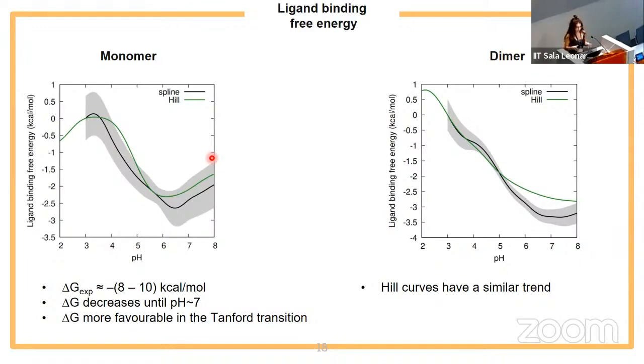And I still wasn't able to do this, but from what I've seen, this ligand binding free energy is favorable, around minus 8 to 10 kilocalories per mole, which makes sense since the palmitate is hydrophobic. And looking at this, we can see that in both the ligand binding free energy decreases until more or less pH 6, 7, with a bigger increase in the monomer than in the dimer.